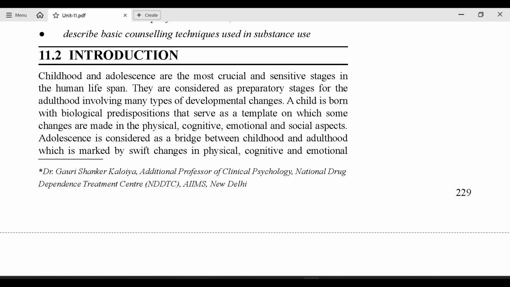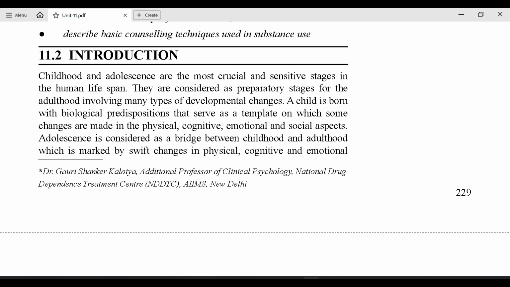11.2 Introduction. Childhood and adolescence are the most crucial and sensitive stages in the human lifespan. They are considered as preparatory stages for adulthood, involving many types of developmental changes. A child is born with biological predispositions that serve as a template on which some changes are made in the physical, cognitive, emotional and social aspects.